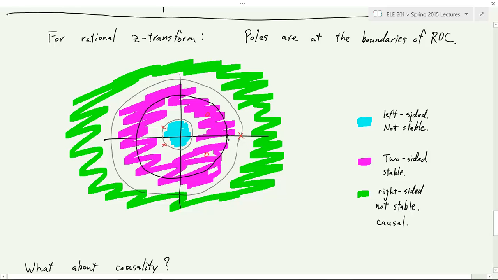As it goes to the left, it keeps growing. Now this purple one has boundaries outward and inward. So this is a two-sided signal. It's neither left-sided nor right-sided, mathematically speaking. So it's two-sided, but it's actually stable because the unit circle is in the region of convergence.